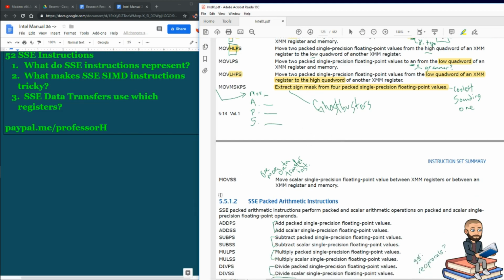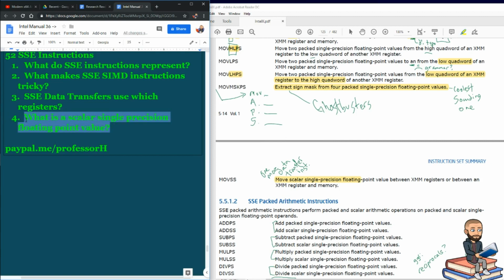All right, last one, MOVSS, as in move scalar single. This is where you're going to move a scalar single precision floating point value between XMM registers or between an XMM register and memory. So now we're talking about scalar. That's a good question: what is a scalar single precision floating point value?